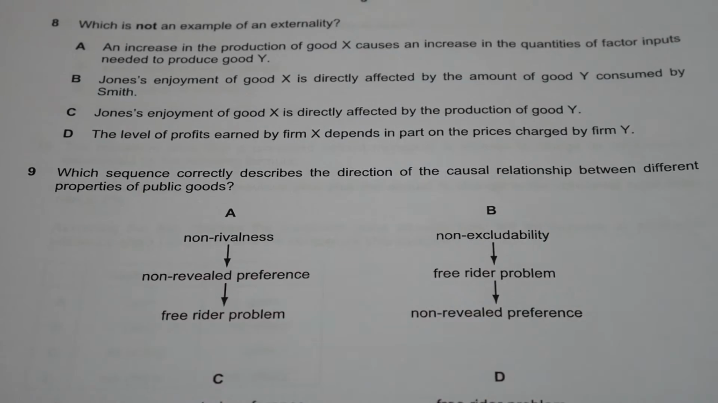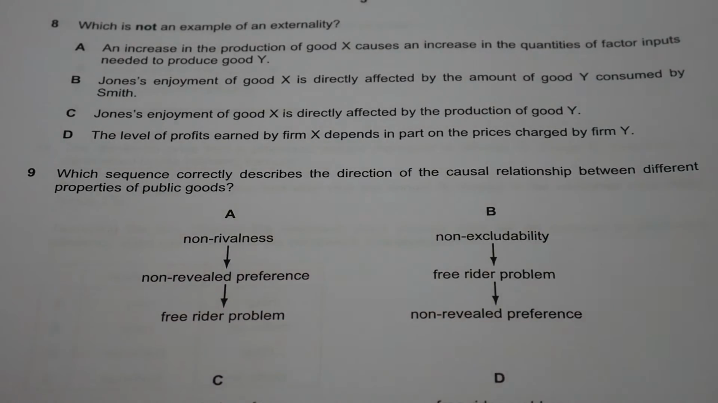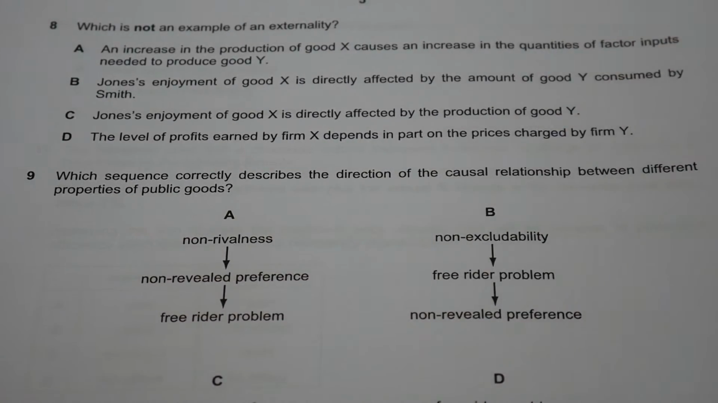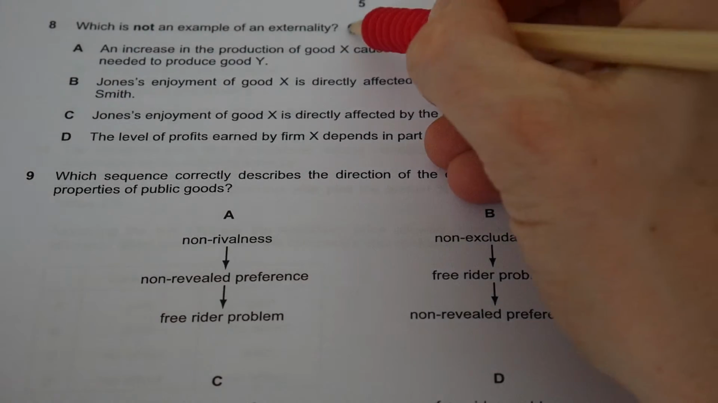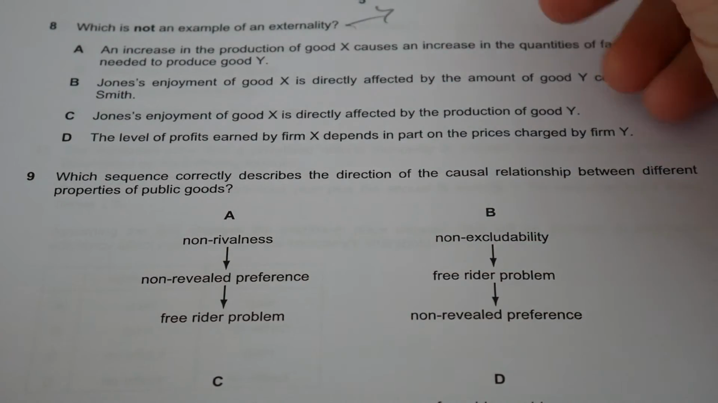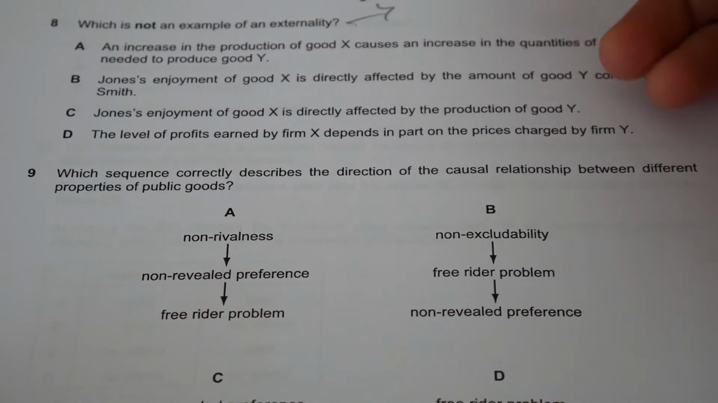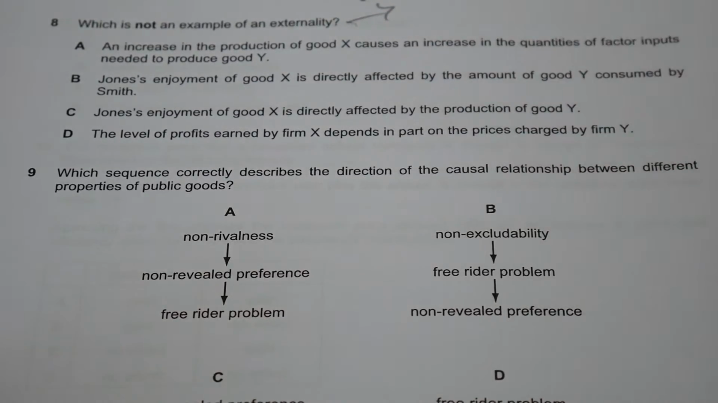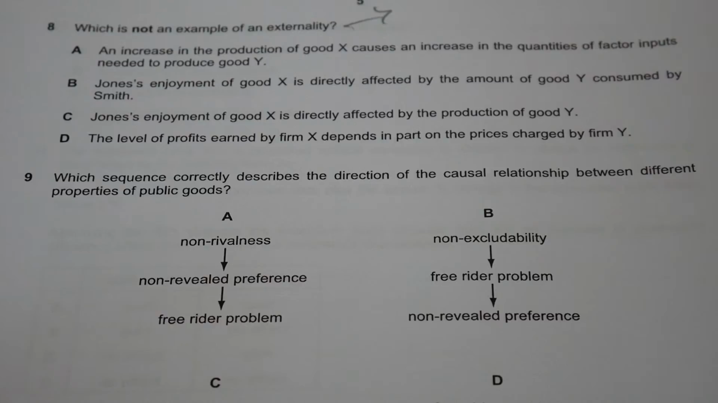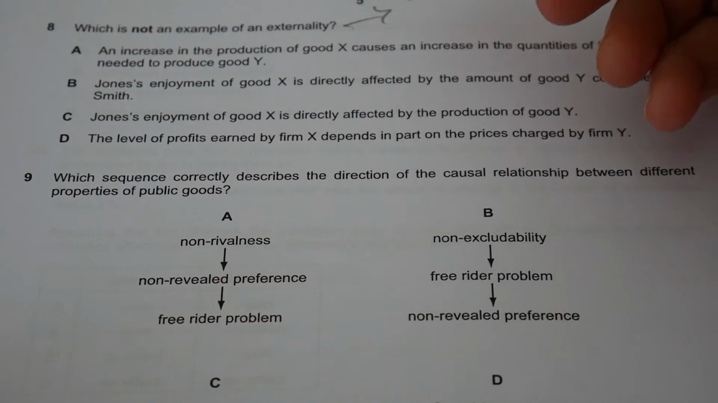Right, so number 8. Now, which is not an example of an externality. Okay, so just remember firstly what an externality is. It's an external effect on a third party, of course, and it can be good or bad. So an increase in the production of good X causes an increase in the quantities of factor inputs to produce good Y.